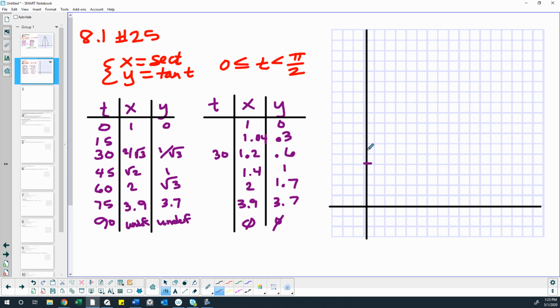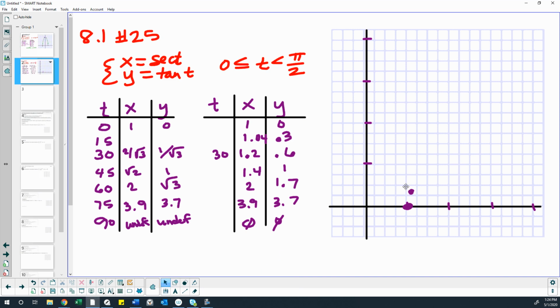So what if I count by 4s on this particular graph paper? Is that too big? I don't know what your graph paper is like. I'm just trying to fit it to be most accurate. Okay, so we have 1, 0, which would be right here. And we have 1.04 and then 0.3, so that would be about right here. Only closer to 1 than that.